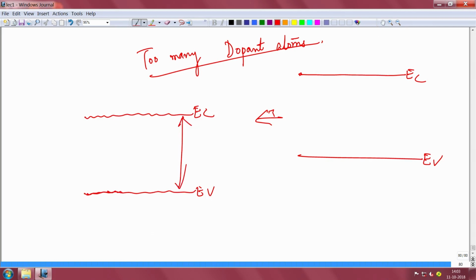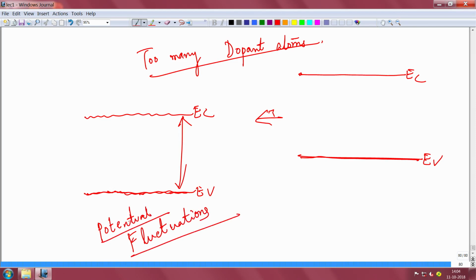This is a perturbation in the periodic crystal that will manifest itself as a not completely smooth conduction and valence band. There will be potential fluctuations that will result in a band diagram like this. We don't have to deal with it in day-to-day device analysis, but it's important to know that there's a fluctuation in the band edge, and there's something called band tails.